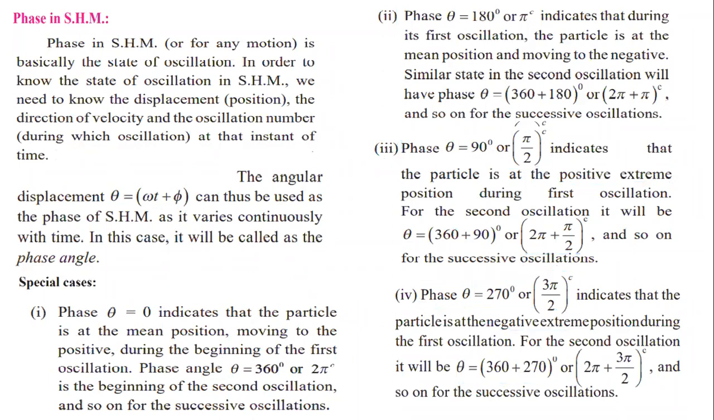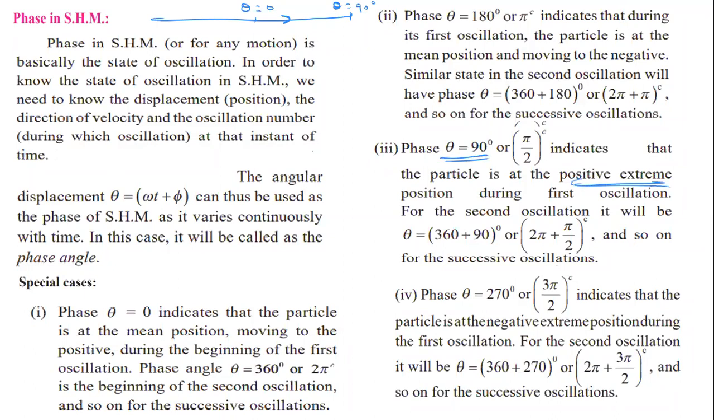I repeat again in simple words here. At mean position, theta is 0. It is moving towards the positive extremity. When it reaches here, theta is equal to 90. You can see here, it is 90, means it is at positive extreme.